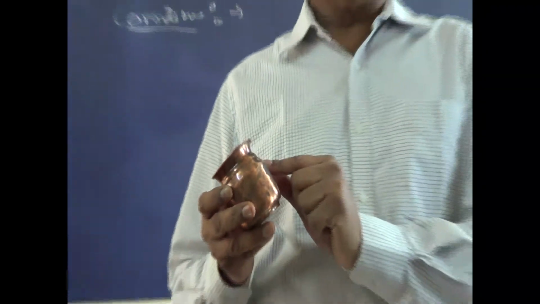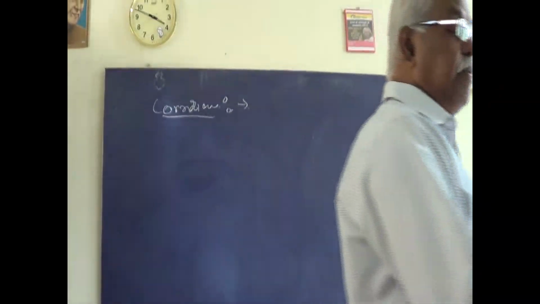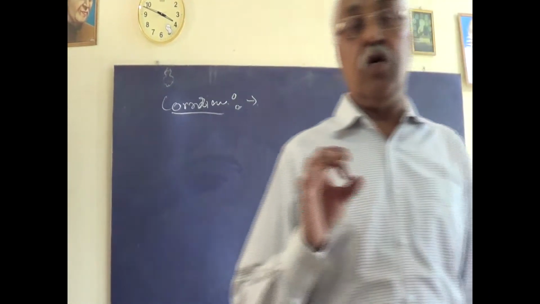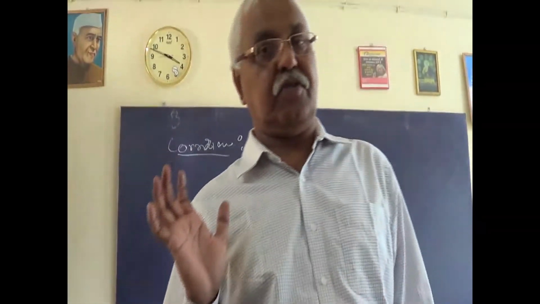Similarly, copper undergoes corrosion and it will have a greenish product. Copper oxidizes and gives copper oxide, which is green in color. So, the copper greenish color. In the case of aluminum, it has a white color corrosion product.